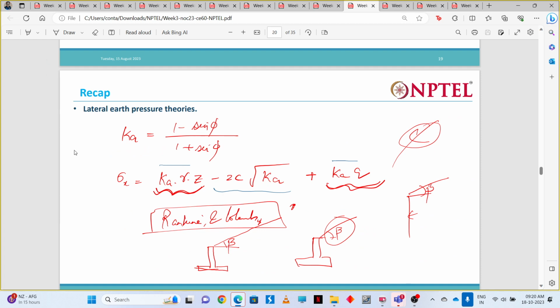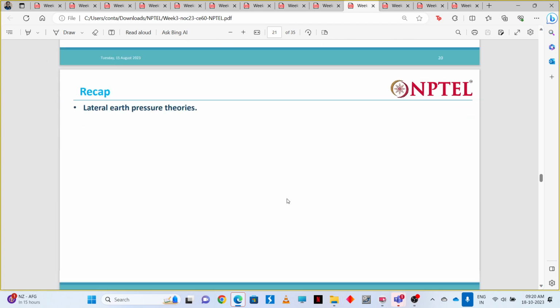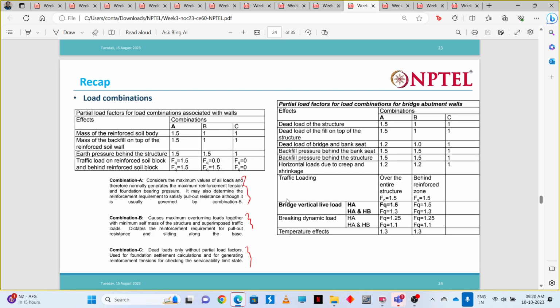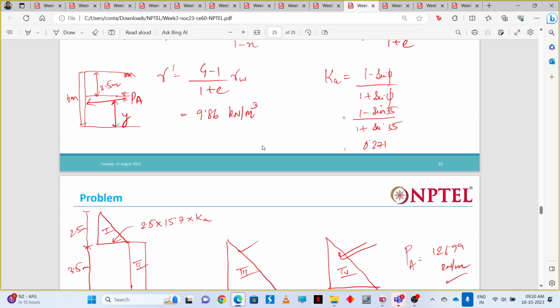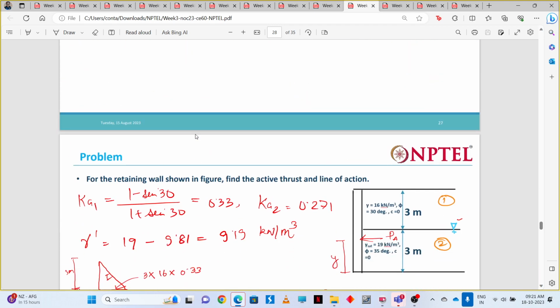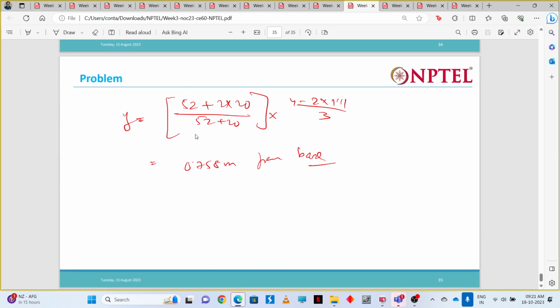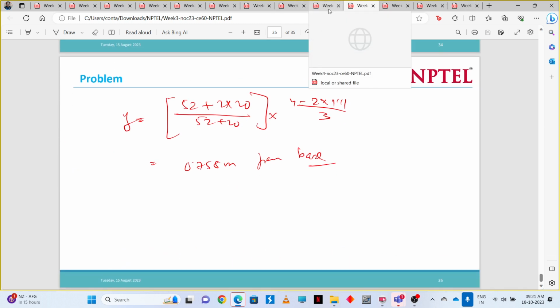Then we discussed the lateral earth pressure theory. All this we know: active earth pressure, passive earth pressure. These are the various load combinations. Then we solved some problems. Yeah, that's all.